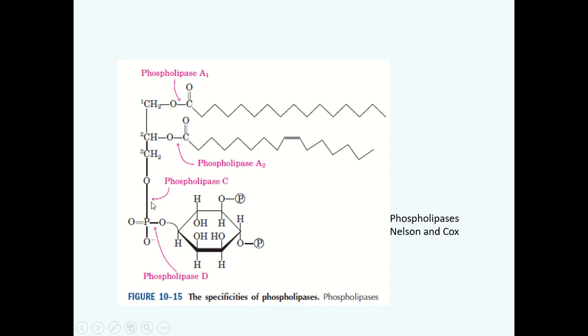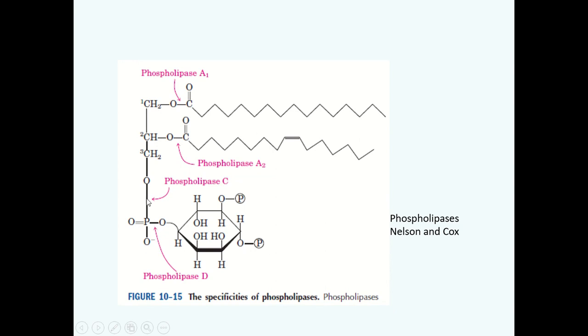The enzyme which breaks down the phosphorus bond is called phospholipase C. If a phospholipase C breaks down the bond, this phosphate is released from the phospholipid. Phospholipase D are those enzymes which break down on this position. Therefore, the phosphate group is not released with the polar head group.